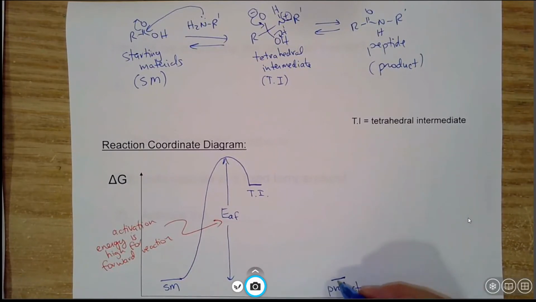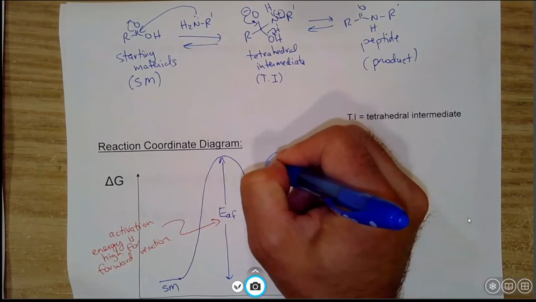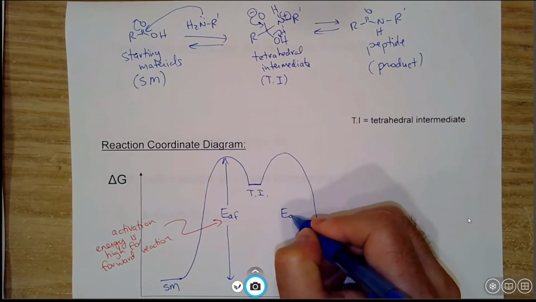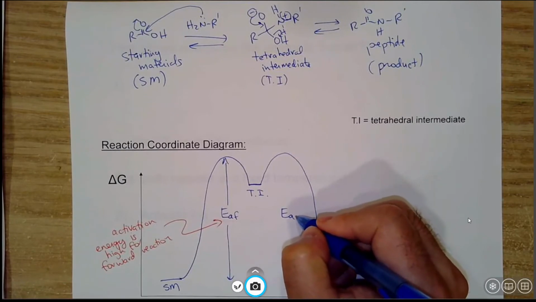Now let's think on the other side. If you have the product and you want to hydrolyze it, you still have to get to that tetrahedral intermediate. So the energetics of getting to that tetrahedral intermediate is also high. Okay, so we're going to call that activation energy for the reverse reaction.